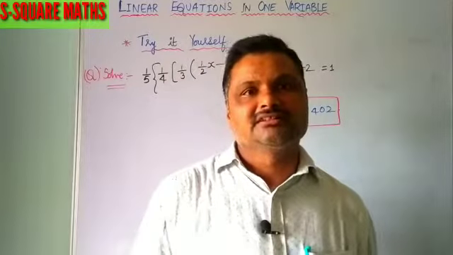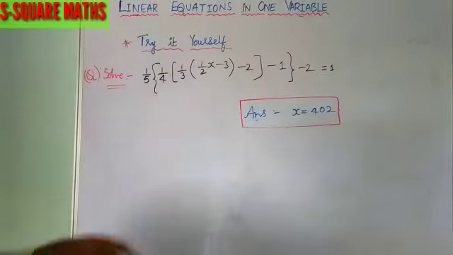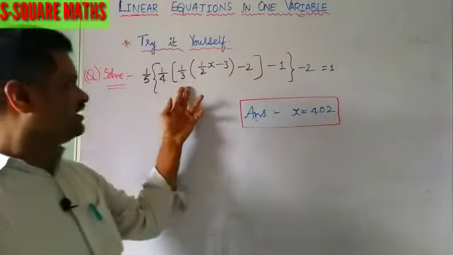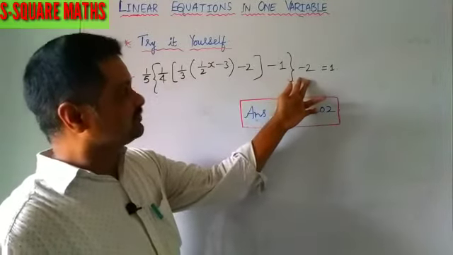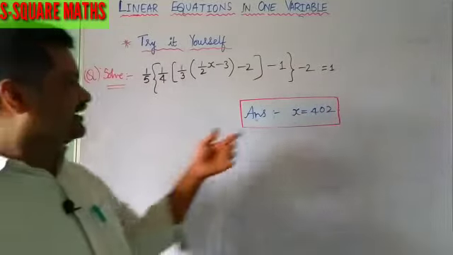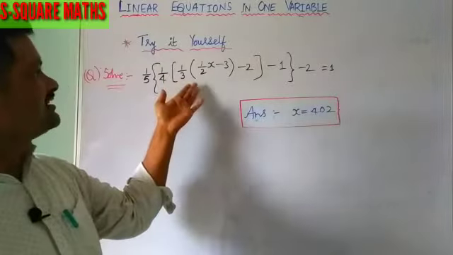Dear friends, after watching the video, try a problem similar to that. Solve 1 by 5 of 1 by 4 of 1 by 3 of 1 by 2 of x minus 3 minus 2 minus 1 minus 2 is equal to 1. After trying, you are going to get the answer as x is equal to 402. It is the solution for the given simple equation.